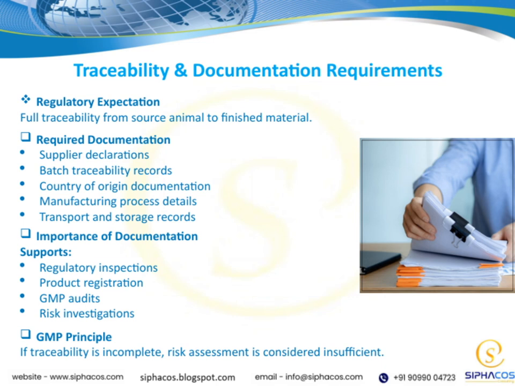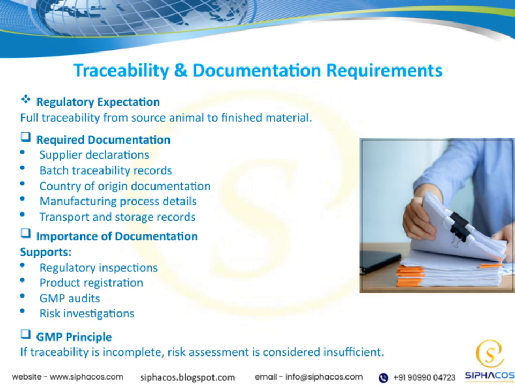Regulators expect full traceability, from the original source animal all the way to the finished product. That means we need supplier declarations, batch records, country of origin info, manufacturing details, and transport logs. This documentation isn't just paperwork. It supports inspections, product registrations, audits, and helps us investigate risks. Remember, under good manufacturing practices, if traceability isn't complete, our risk assessment falls short.